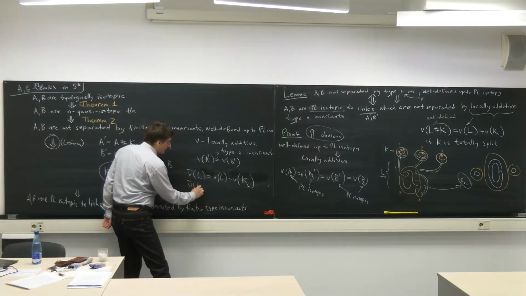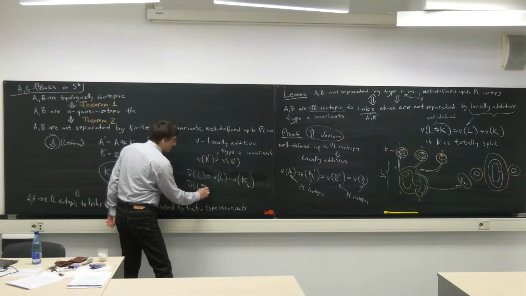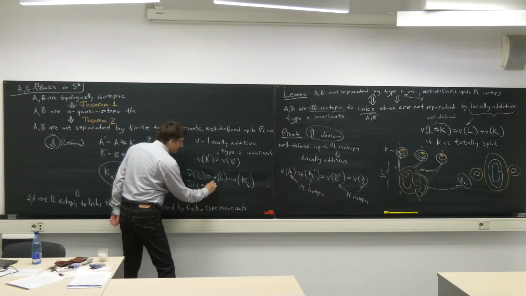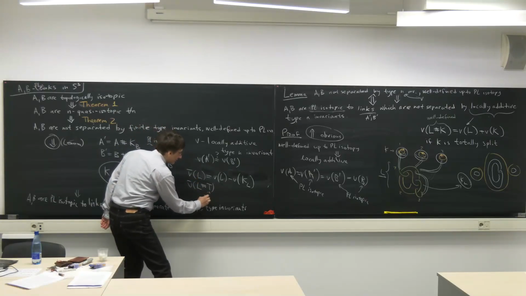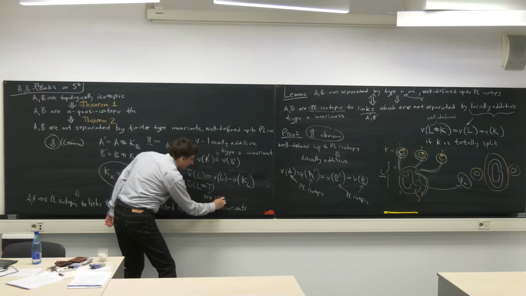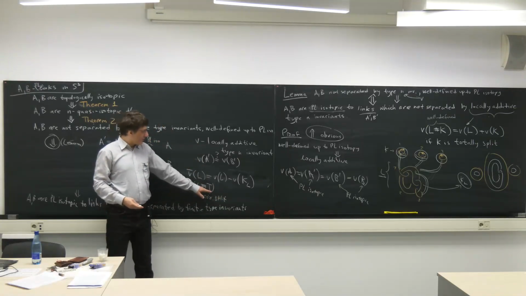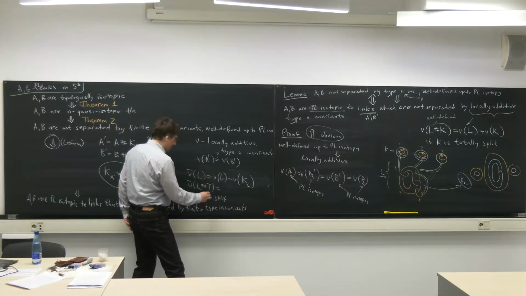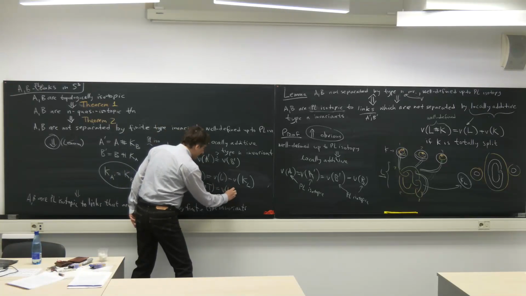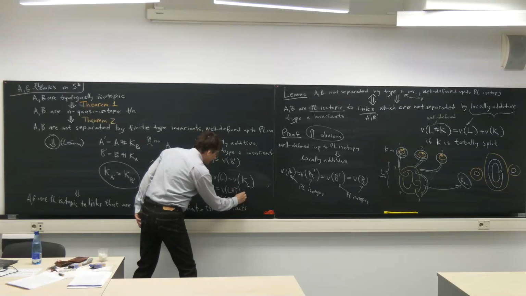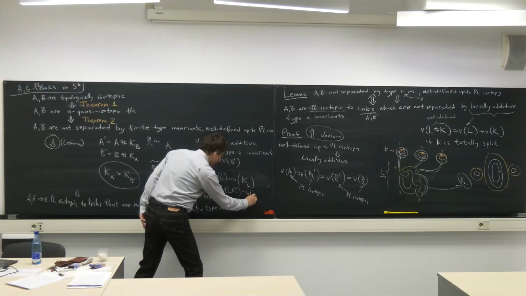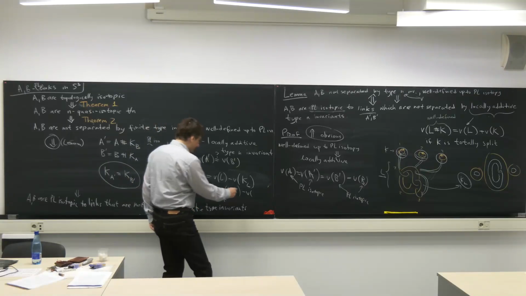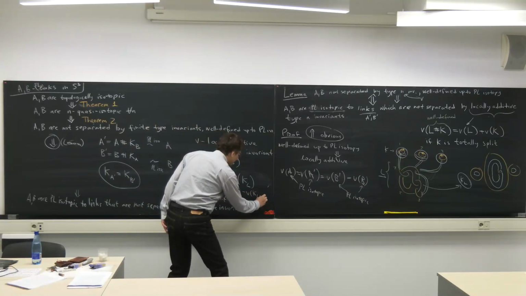Because if I'm adding some other T, which is totally split, it's the same as making a PL isotopy. To do a PL isotopy is the same as to add local nodes, and to add local nodes is to add a totally split link. And this is the same as V of L connected sum with T minus V of KL connected sum with T.